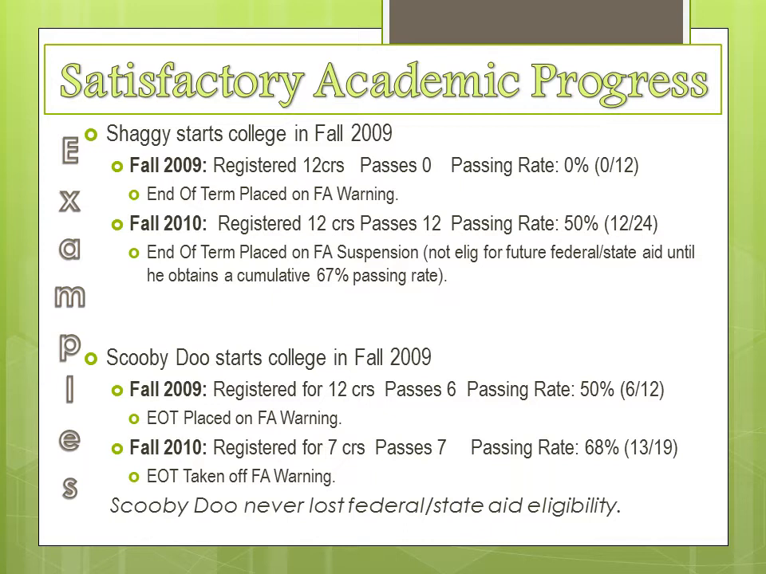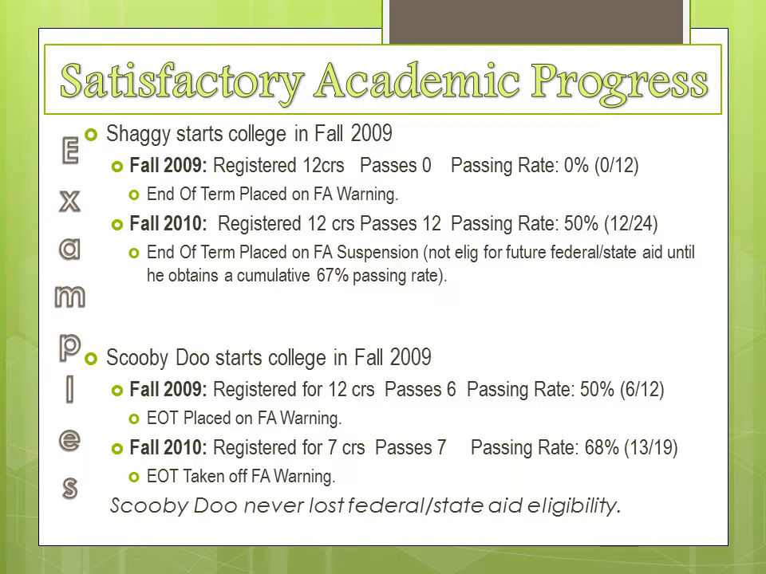Shaggy starts college in fall 2009. In fall 2009, he registers for 12 credits and passes 0. His passing rate would be 0%, and we get that by taking 0 divided by 12, which is the number he passed divided by the number he attempted. At the end of the term, he will be placed on financial aid warning.